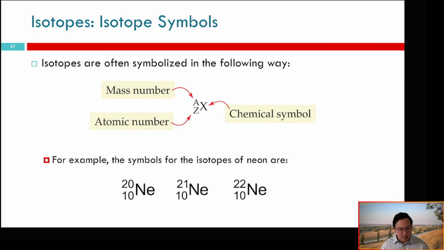So when we write these out, that 20, 21, 22 is the mass number, the atomic mass number. It's the number of protons plus the number of neutrons. That's what we have here, the mass number. If we have the atomic number and the mass number, we can figure out the number of neutrons that isotope has.